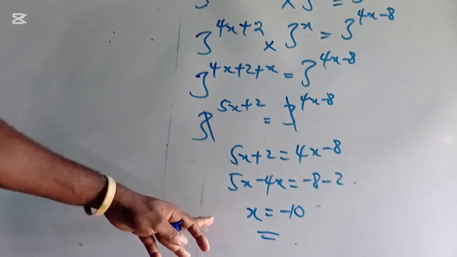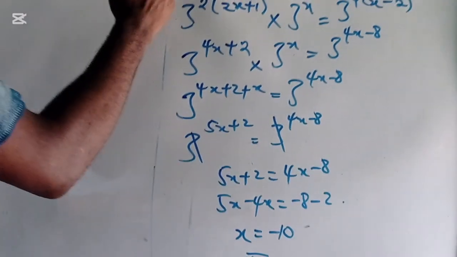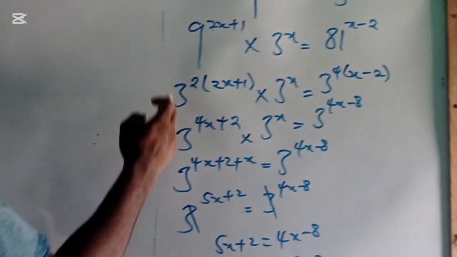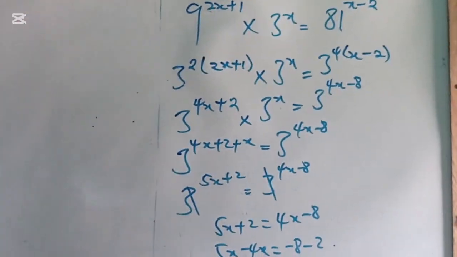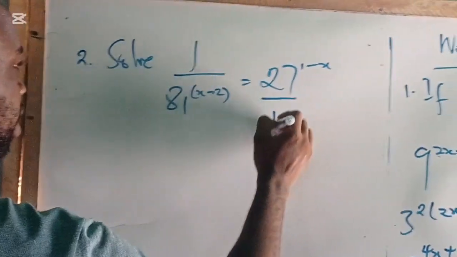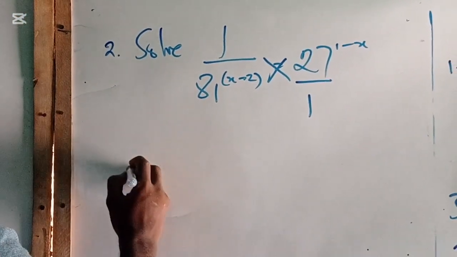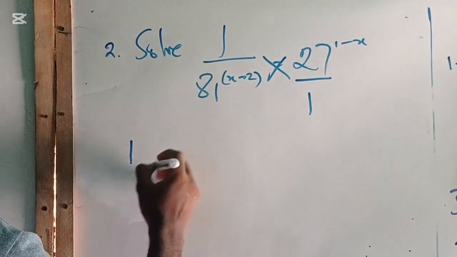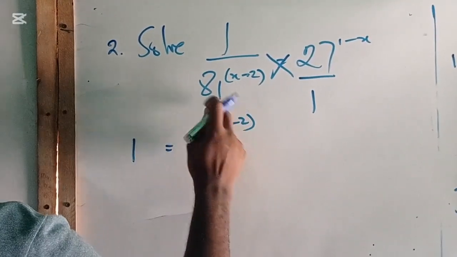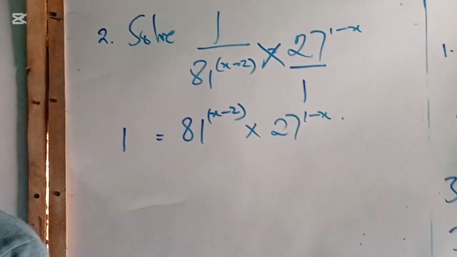This is the simple answer to the question. So when you are doing indices, first and foremost, the first rule of thumb: convert everything, using any approach or method, to base 3. That takes us to question 2. In question 2, we also apply simple cross multiplication. So we have 1 times 1 is 1, equals 81 to the x minus 2, times 27 to the 1 minus x.